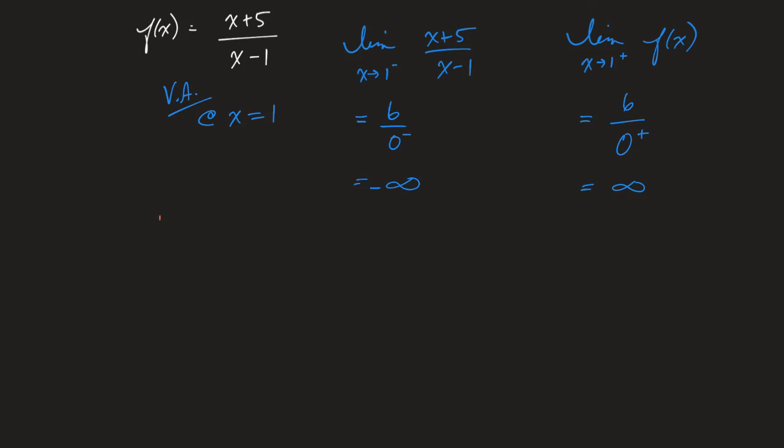Okay, I'm going to examine the limit as x approaches negative infinity, and I'm going to divide top and bottom both by the largest power of x. So x divided by x, 5 divided by x, 1 divided by x. Okay, this is me finding my horizontal asymptote.